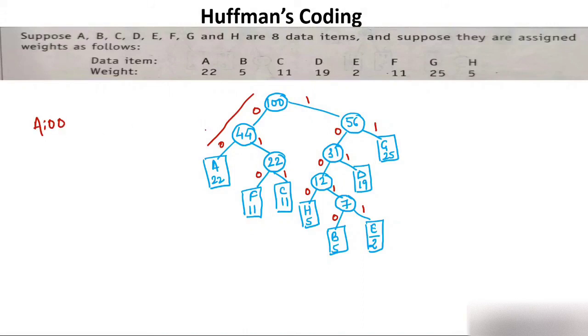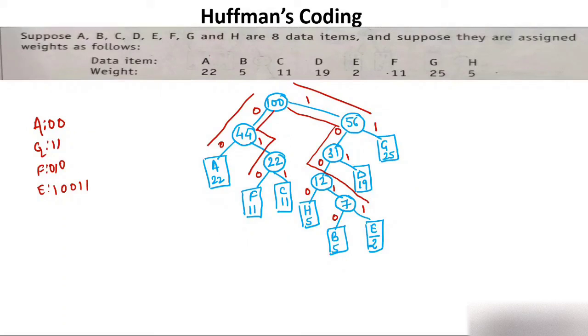Now suppose you want to find the code of G. So the code of G will be 1 1. Suppose you want to find the code of F. So F will be 0 1 0. Now suppose you want to find the E code. How can you reach E? You start from this, then you come here, then you come here and here. Finally, the path of E is 1 0 0 1 1.